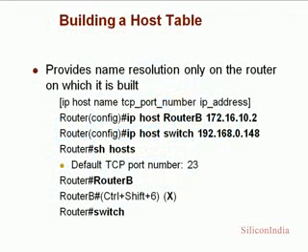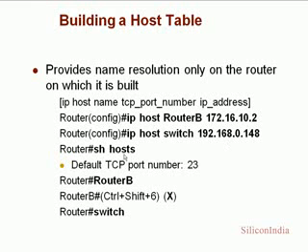Building a host table provides name resolution only on the router on which it is built. How do you build it? From the global configuration mode, you enter the command ip host, then the name of the host, and then the IP address. You can enter many such names mapped to IP addresses. That's a host table: ip host switch and then the IP address, as in the examples here.